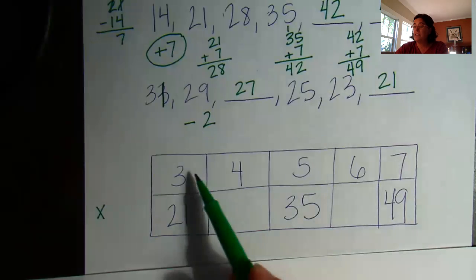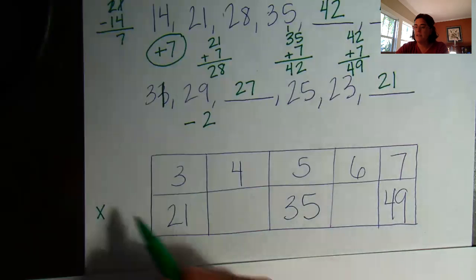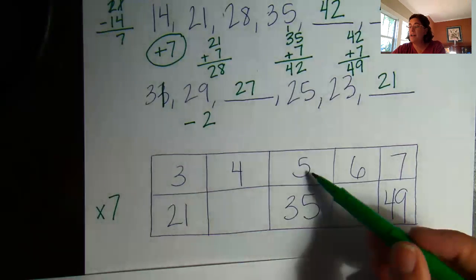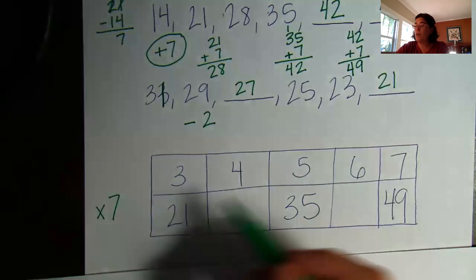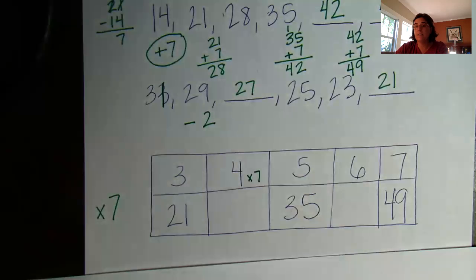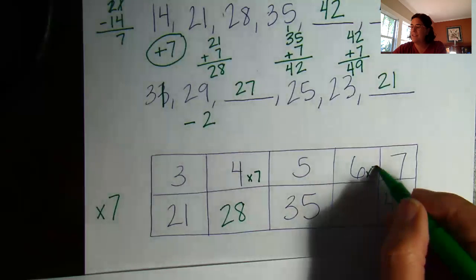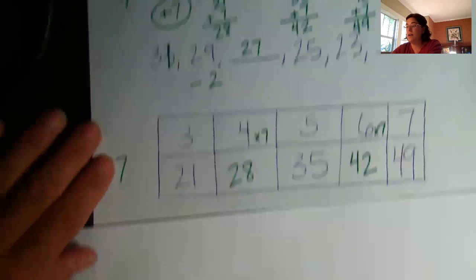All right, so let's figure out what times 3 gives us 21. 7. If you said 7, I think you're right, but we're going to double check. 5 times 7, is that 35? Yes, it is. Good job, kids. All right, so now all we have to do is multiply 4 by 7. 4 times 7 is 28. And 6 times 7 is 42. Good job.